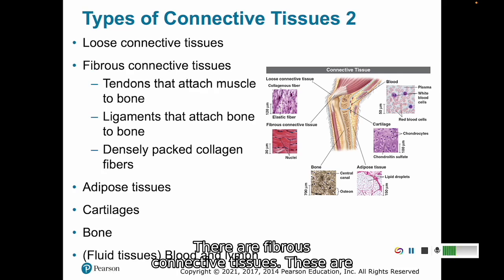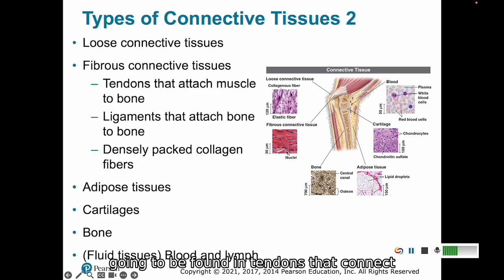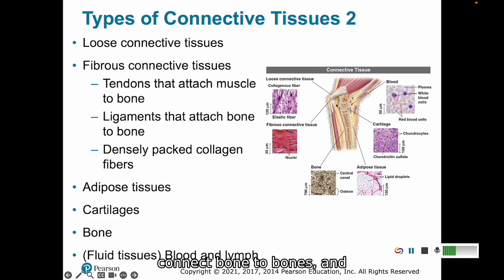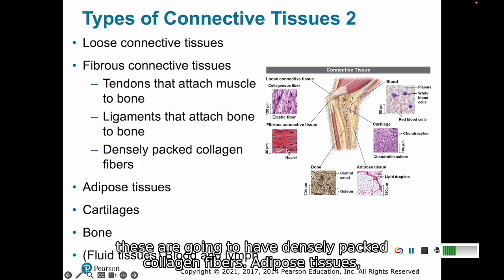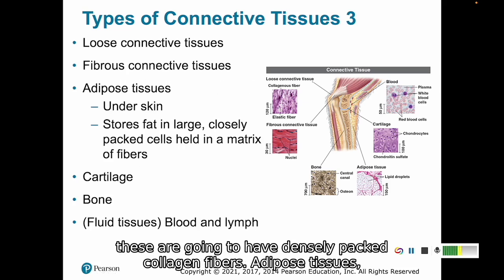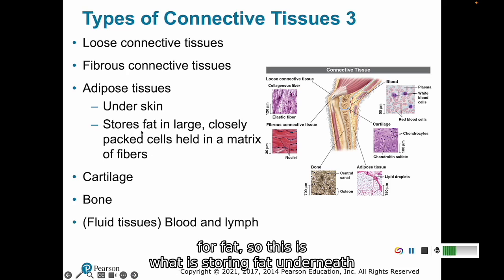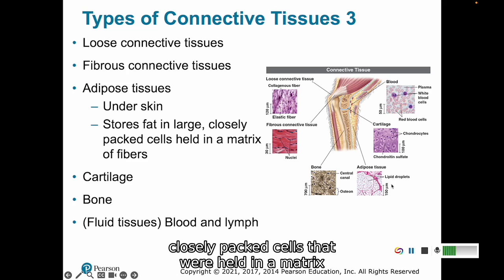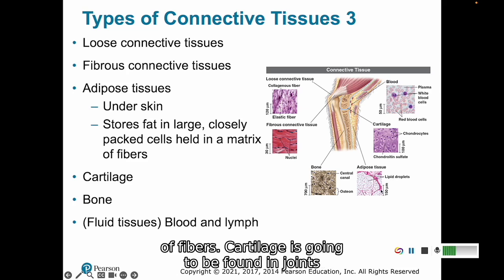Then our fibrous connective tissues. These are going to be found in tendons that connect muscle to the bones. They're going to be found in ligaments that connect bone to bones. And these are going to have densely packed collagen fibers. Adipose tissues. Adipose is another word for fat. So this is what is storing fat underneath our skin. It stores that fat in these large, closely packed cells that are held in a matrix of fibers.